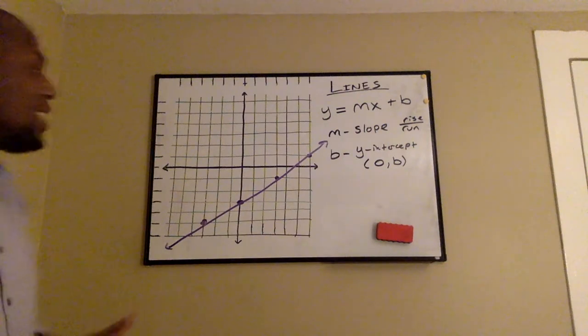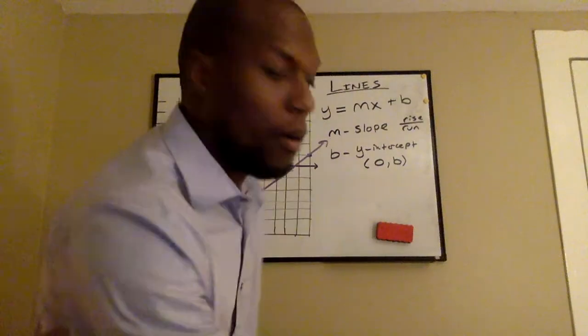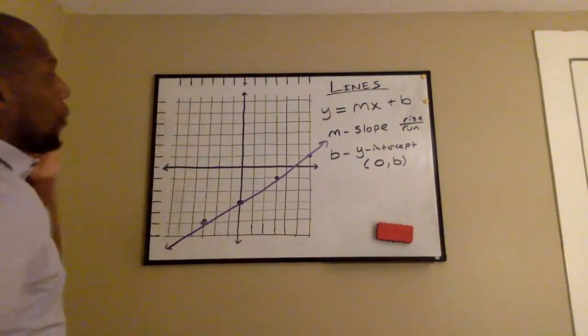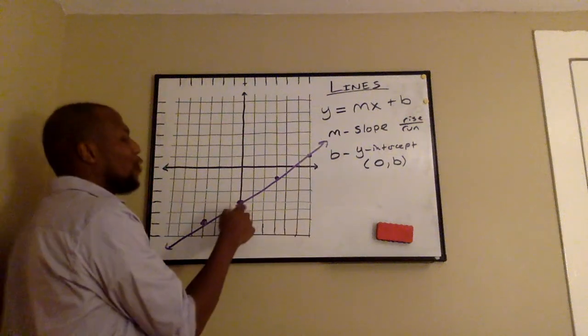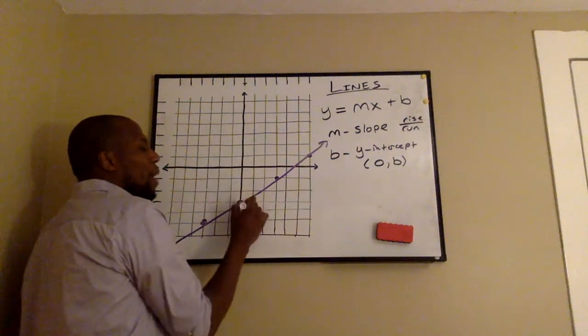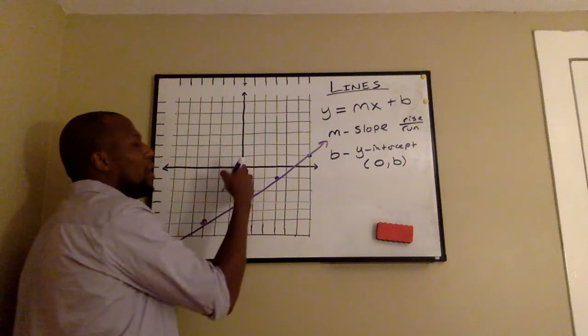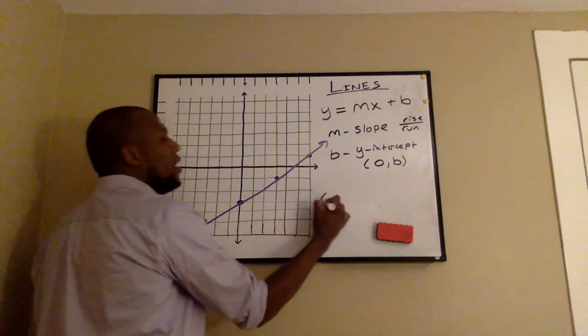So let's actually look at this line and try to come up with an equation for it. I'm going to start with my y-intercept, because that's the easiest thing for me to see. That puts us right here. The coordinates for that point are going to be 0, -3.